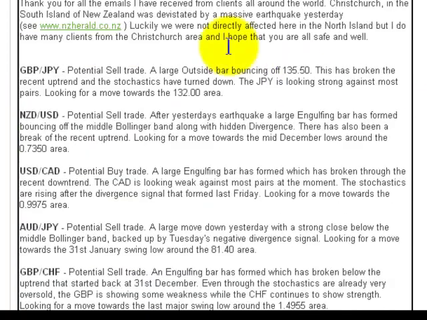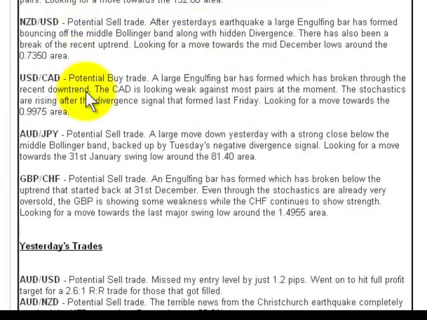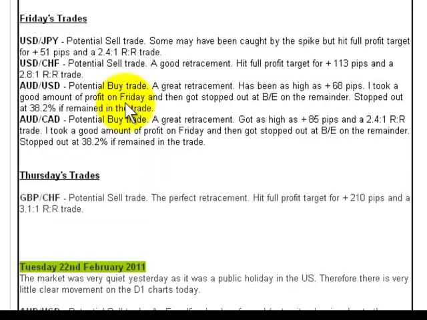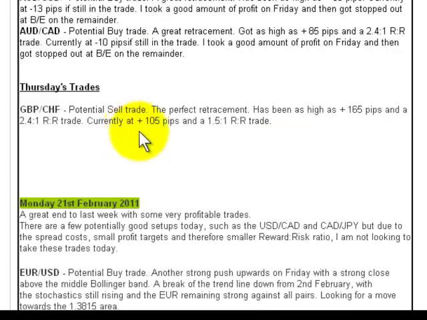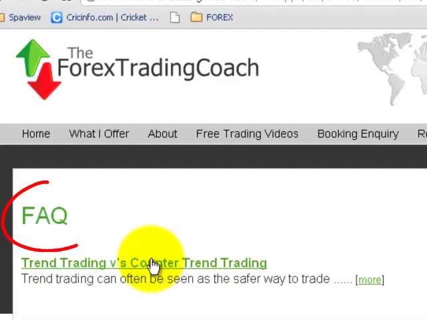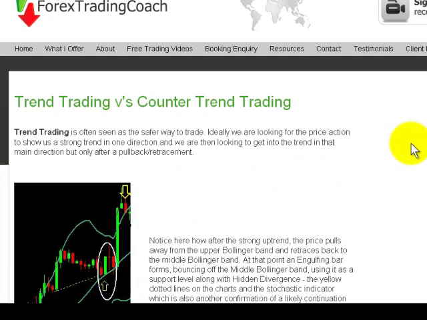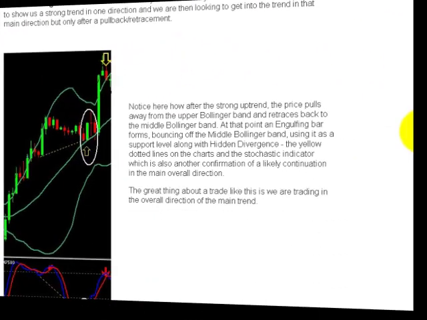And then further down here you can see the comments, the daily trades, and the follow-up information regarding every other day throughout the month. There's also a frequently asked questions section on the members section with various trading questions and examples.